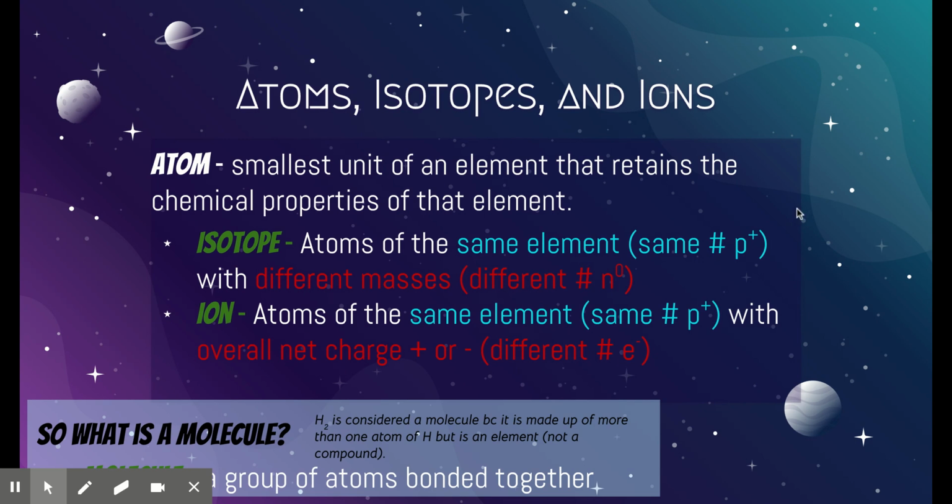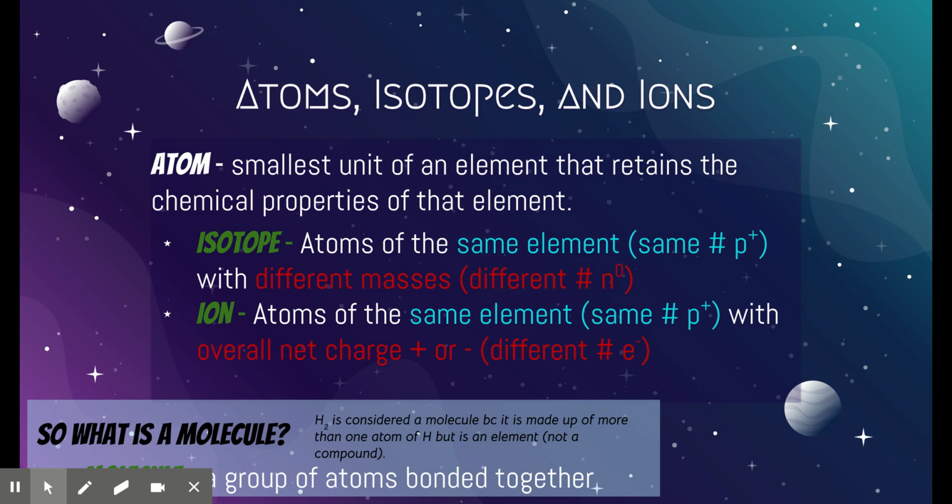Okay. The other 2 words that you'll use that sound really similar are isotope and ion. And we'll look a lot more at isotopes, but isotopes are atoms of the same element. So they have the same number of protons, but they have different masses, so different numbers of neutrons. And ions are atoms with the same number of protons, but have an overall net charge. So they have a different number of electrons.